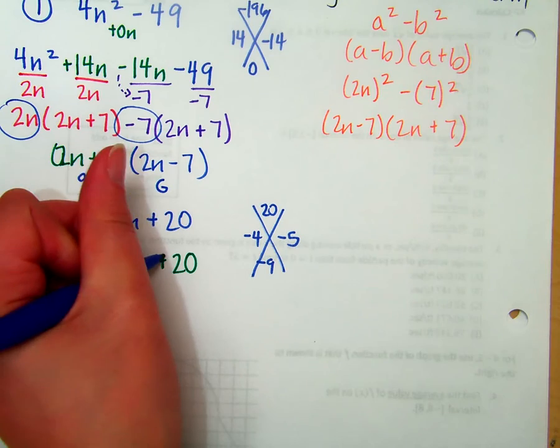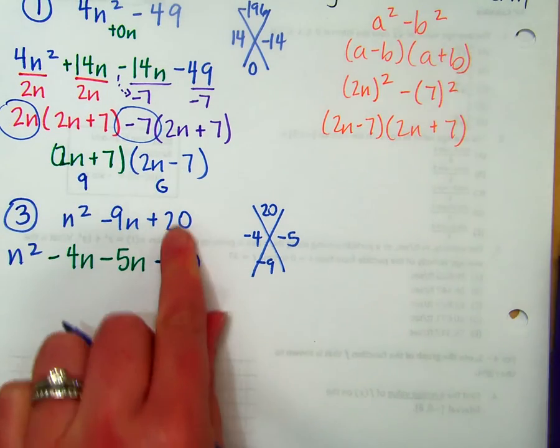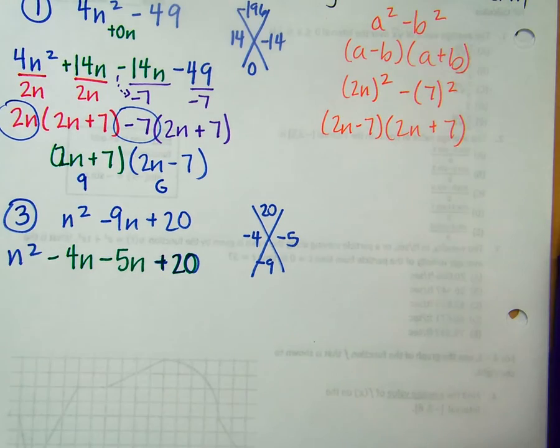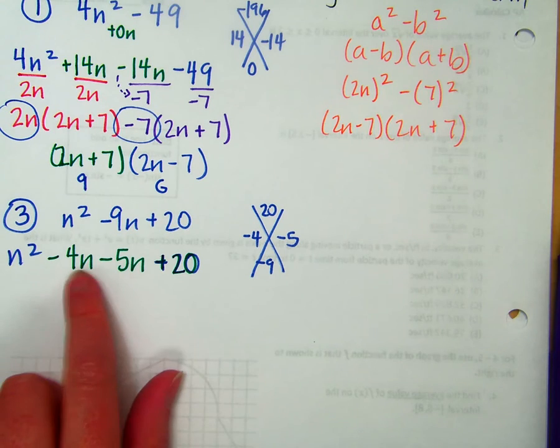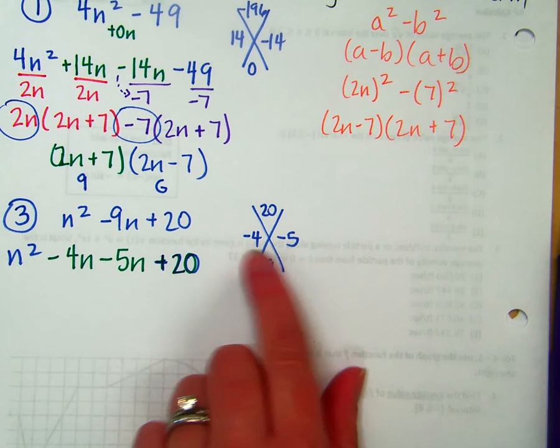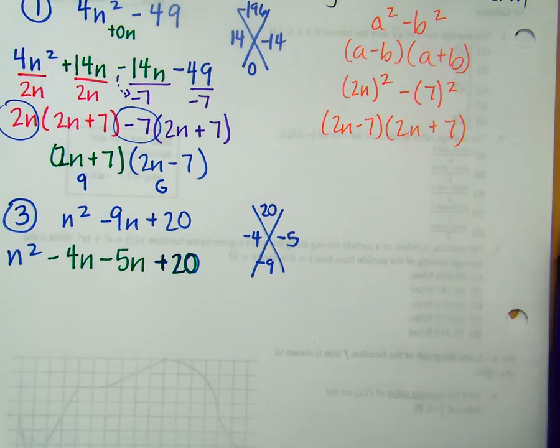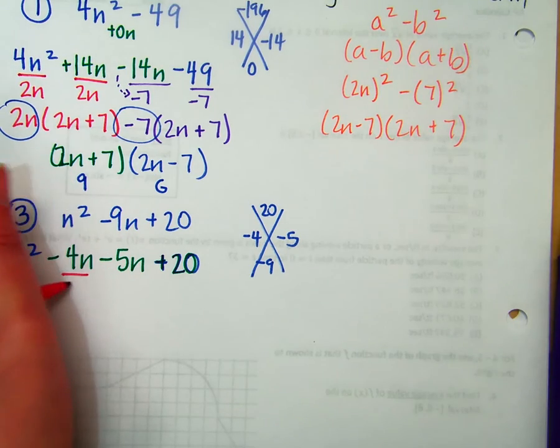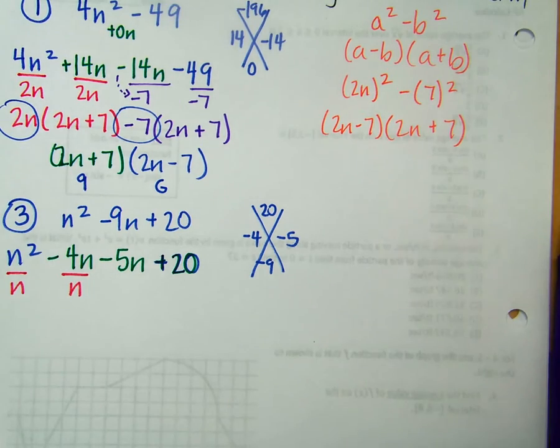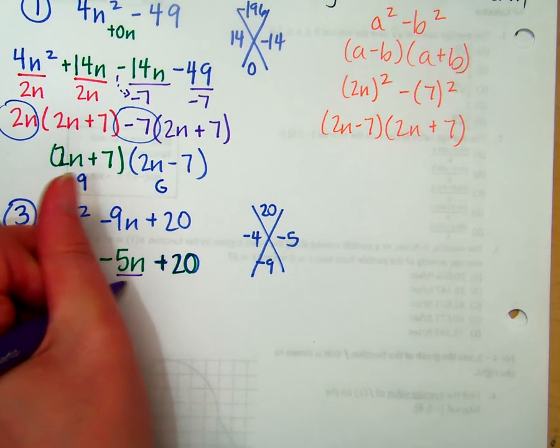Oops, I meant to do that in blue. The 20 came from the original, and the n squared came from the original. The negative 4n and the negative 5n came from the x. So I still group it together. The first two I can take out an n, and the last two I can take out a negative 5.